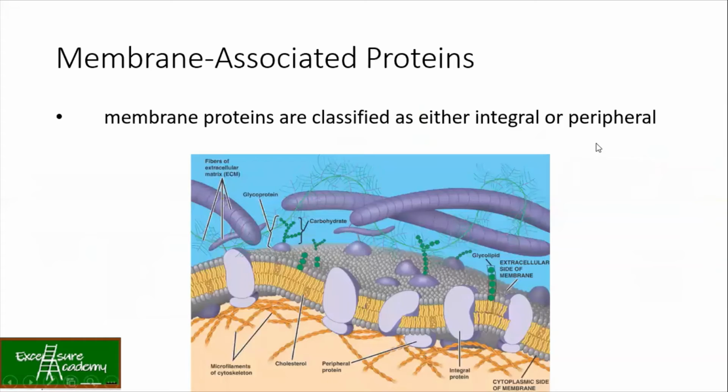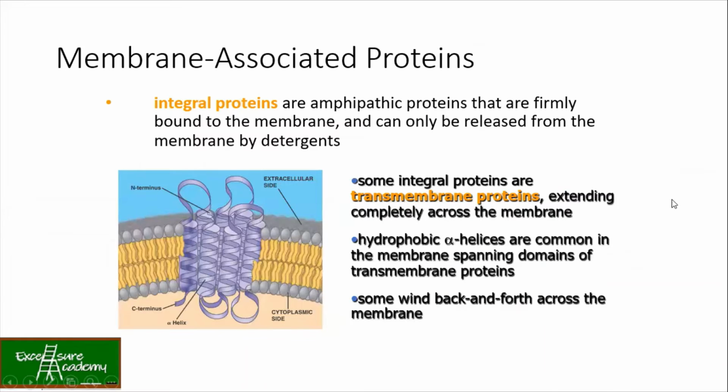Okay, so now let's talk about the membrane associated proteins. Already mentioned that either they are going to be integral or peripheral. Now integral proteins, they are the amphipathic proteins. So what does amphipathic mean? Both polar and non-polar regions are present. So non-polar आपके ये region हो गए, ये आपके polar region हो गए.